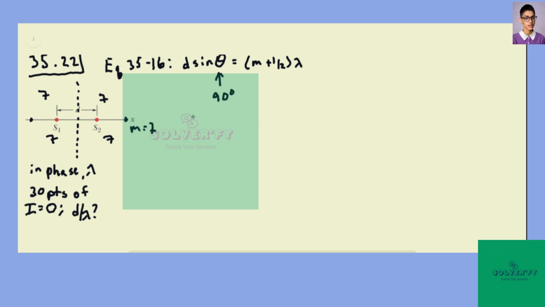So we have d sine theta, where sine is 1 at 90 degrees, because the angle is measured relative to our y-axis here, is going to equal m, which is 7, plus 1/2 times lambda. And so then this implies that d over lambda is 7.5.